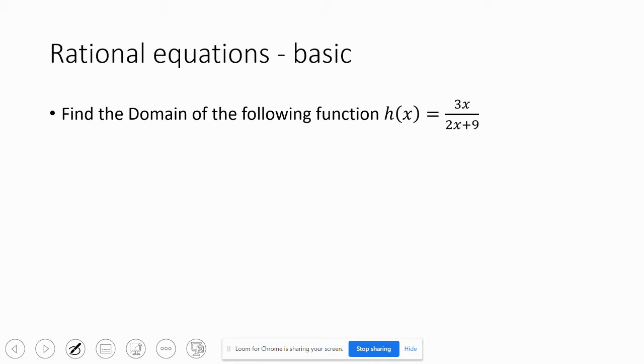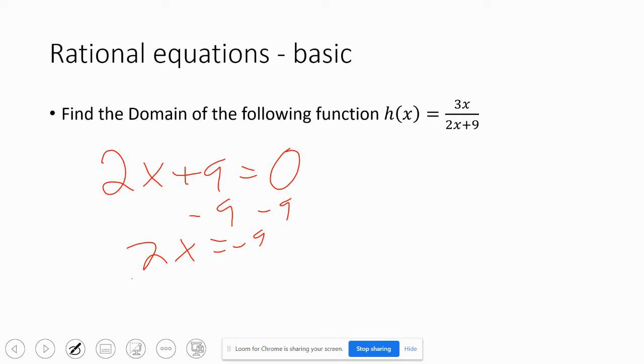Find the domain of the following function: h of x equals 3x over 2x plus 9. If you have a rational function, the basic idea is you can't divide by 0. So you set the denominator equal to 0 and solve for x. Subtract 9 from both sides, 2x equals -9, divide by 2, x equals -9 over 2.